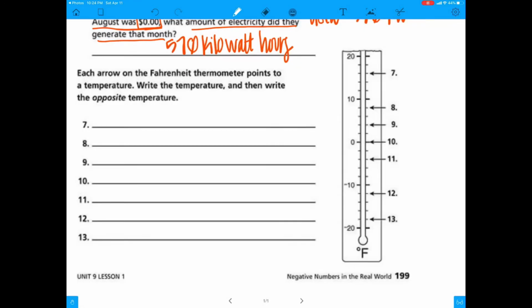For numbers 7 through 13, we're going to be looking at the thermometer on the right, and we will write the temperature that it is, and we will write the opposite temperature. Things to keep in mind: there are dashes in between here, and those are counted by 2s. Number 10, obviously, is at 0, and to go to number 7, we see the 10, and we count 10, 12, 14, 16, so 16 degrees Fahrenheit above 0. The opposite would be 16 degrees Fahrenheit below 0.